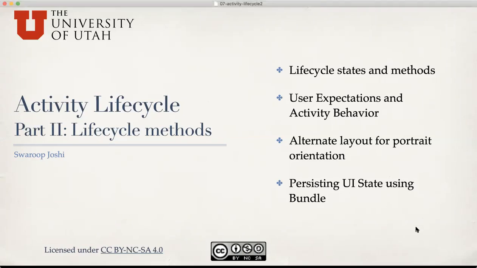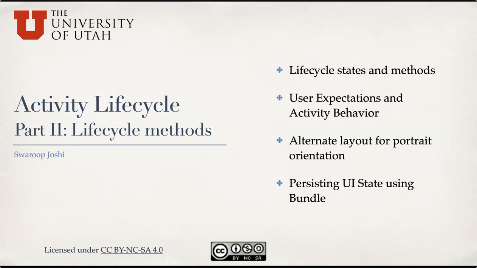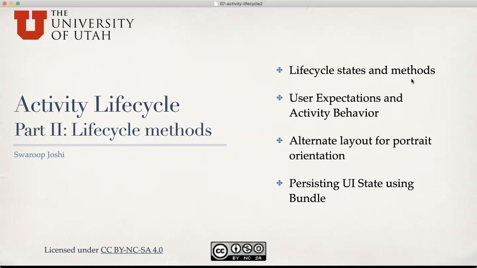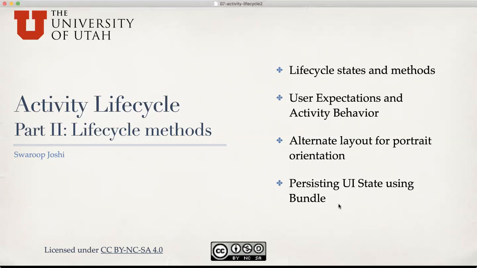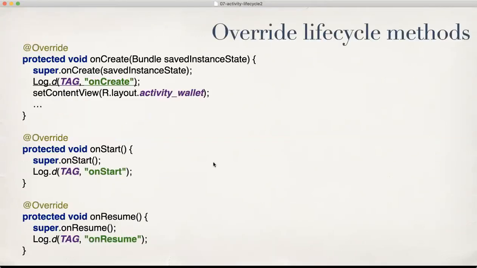All right, so we'll continue talking about life cycles, life cycle states and methods. We just finished looking at those methods in the previous video, and the 7 states and 6 methods. So now we'll look at what the user expects when the activity moves from one state to another, right? Okay, so before that, let's go ahead and override the lifecycle methods.